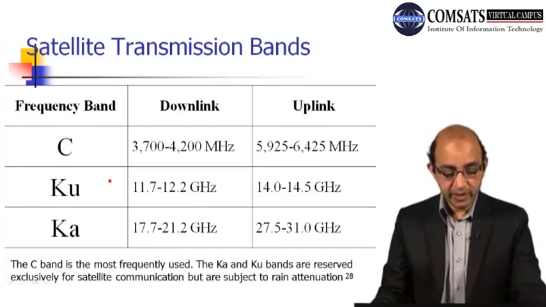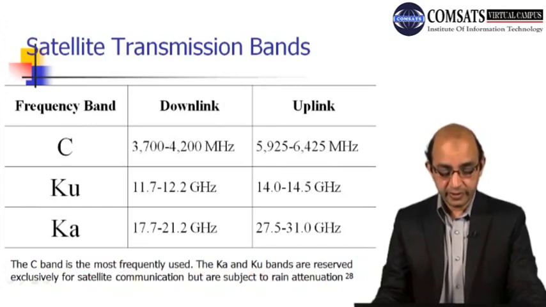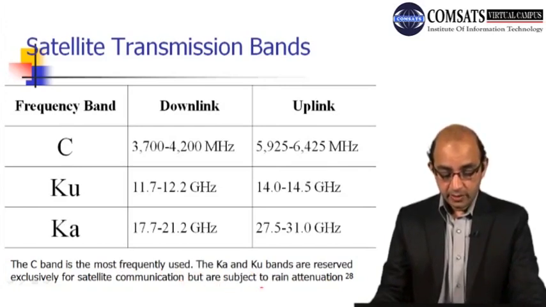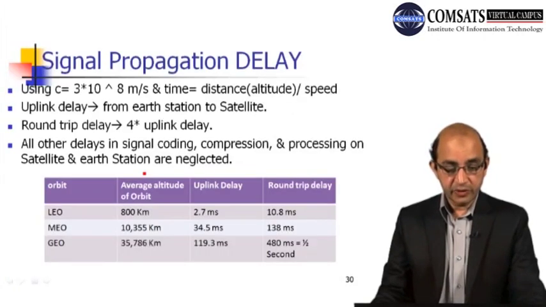So C band is the band that is being used mostly, and Ka and Ku bands are reserved exclusively for satellite communication, but they can be affected by rain attenuation.